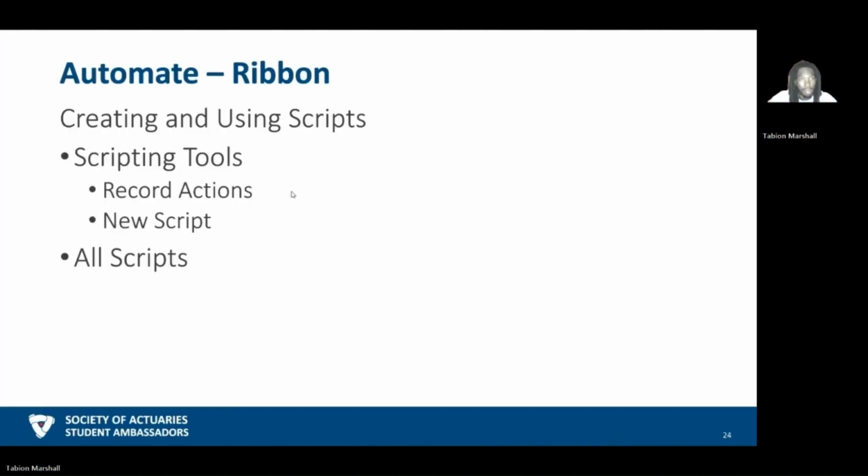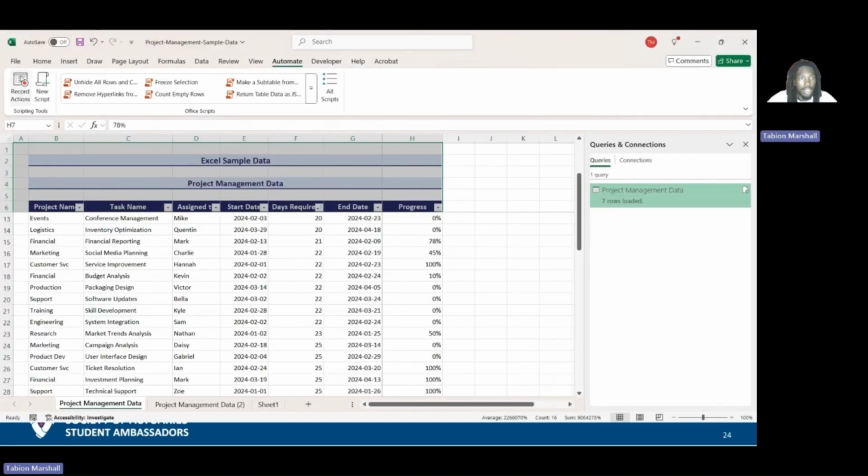The automate ribbon. Automate allows you to create and use scripts. So as you can see, there's record script, record actions, new scripts. You can access all your scripts from all scripts, of course. It's not as special, and there's also some preloaded scripts as well. It's not the most valuable thing at this level. It will be covered a lot more, and it is used a lot when you get more into the advanced sections of the course.